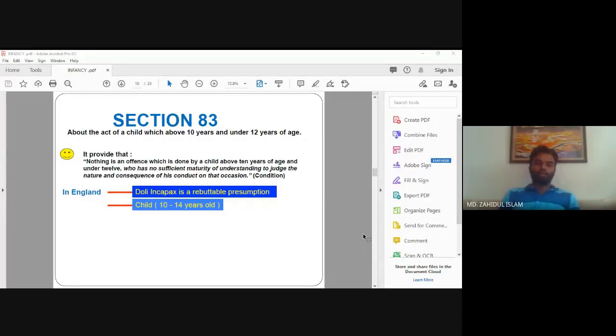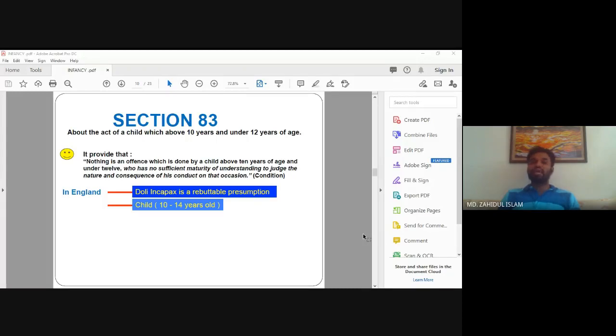Yes. Okay. So we are talking about Section 83. Section 83 mentions nothing is an offense which is done by children above 10 years old and under 12 years old. Section 82 discusses children who are under 10 years old, and Section 83 discusses those above 10 years old and under 12 years old, who have no sufficient maturity of understanding to judge the nature and consequence of their conduct on that occasion.